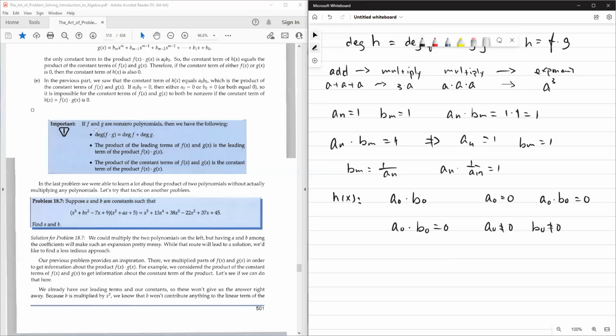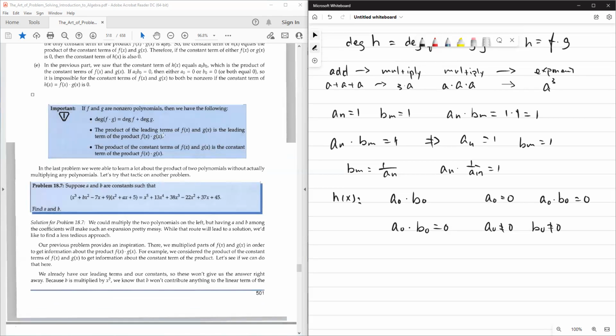If f of x and g of x are non-zero polynomials, then we have the following conclusions. The degree of f multiplied by g is the sum of the two functions' degrees. The product of the leading terms of f of x and g of x is the leading term of the product of f of x and g of x. The product of the constant terms of g of x and f of x is the constant term of the product of f of x and g of x.